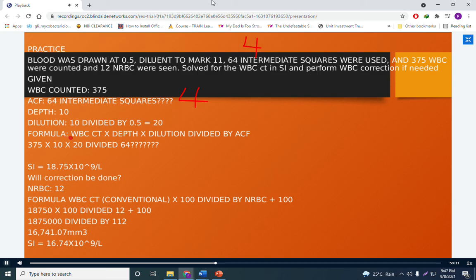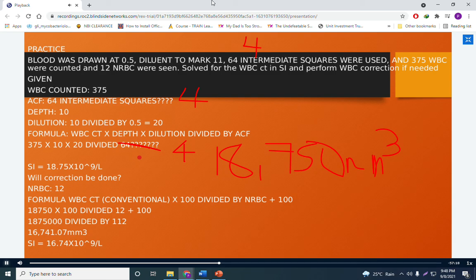Now, applying the givens to the formula, which is WBC count times depth times dilution divided by ACF, you get 375 times 10 times 20. Again, you do not use the intermediate squares for WBC, only the large squares. So this should be divided by 4. 375 times 200, since 10 times 20 is 200, divided by 4. We get a conventional answer of 18,750 cubic mm. Now we have to convert that to SI. You get 18.75 times 10 raised to the 9 per liter.